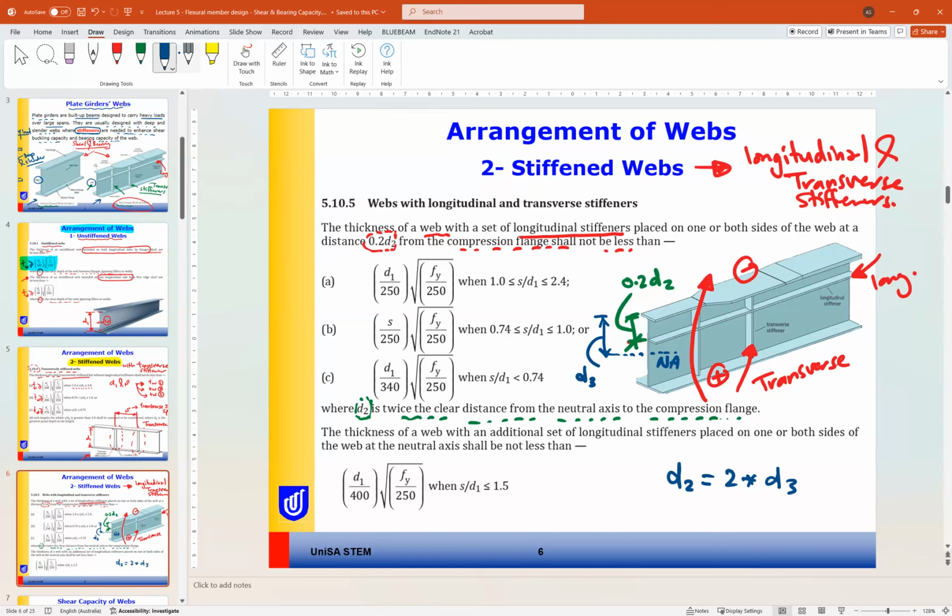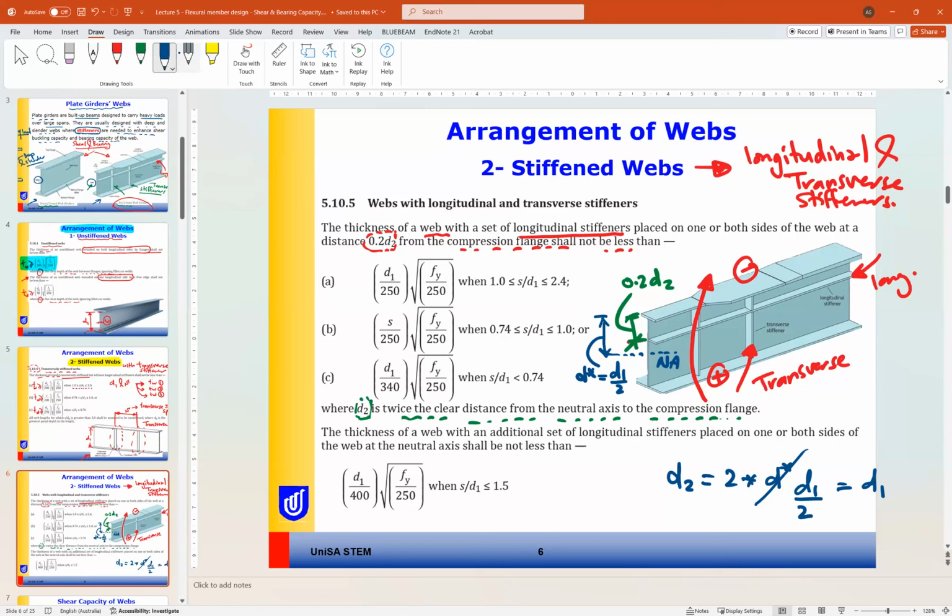If the beam is under only moment, D3 should be equal to D1 over 2. But I just give it, let's call it D asterisk instead of D3, just to give it a different symbol. So if the neutral axis is in the middle, this should be replaced by D1 over 2, so D2 should be D1. So actually D2 can in some cases be equal to D1 and in some cases not equal to D1, based on the location of the neutral axis.